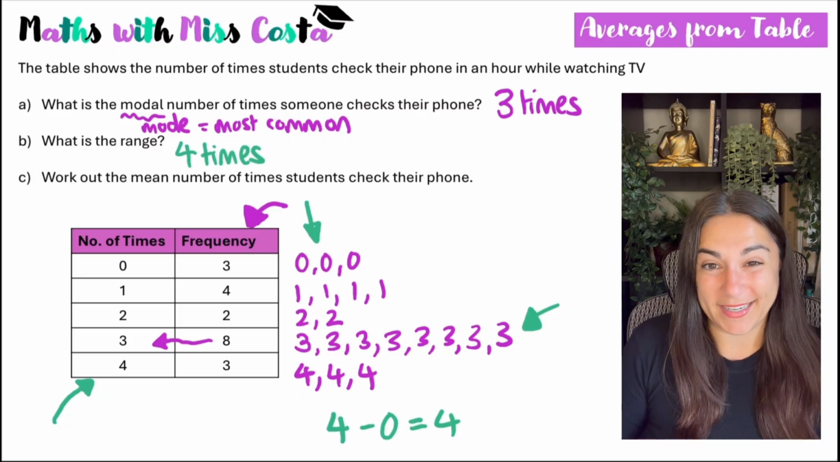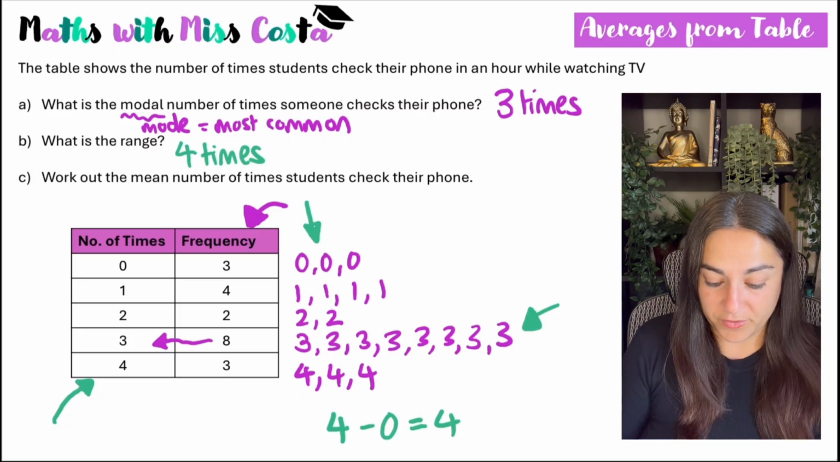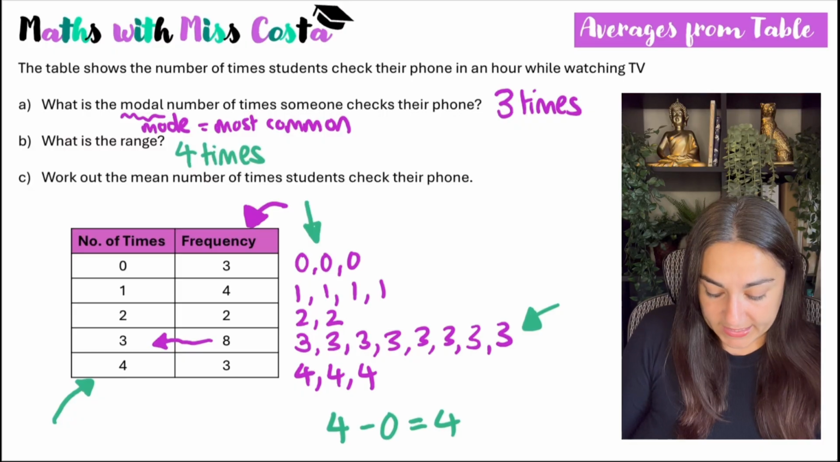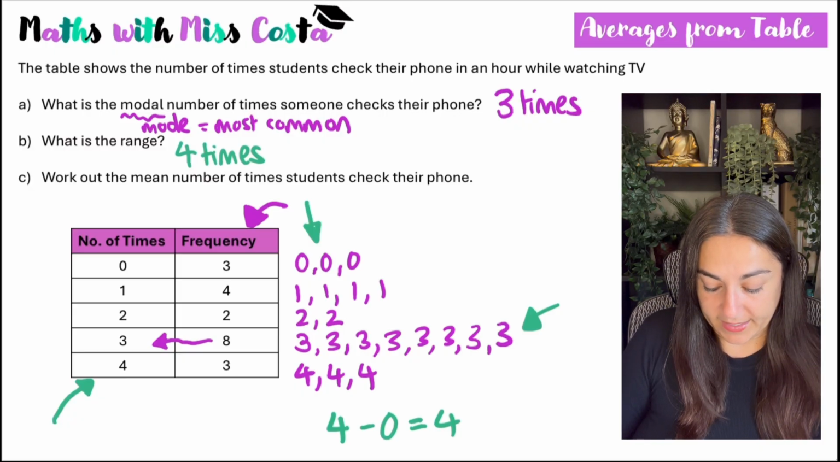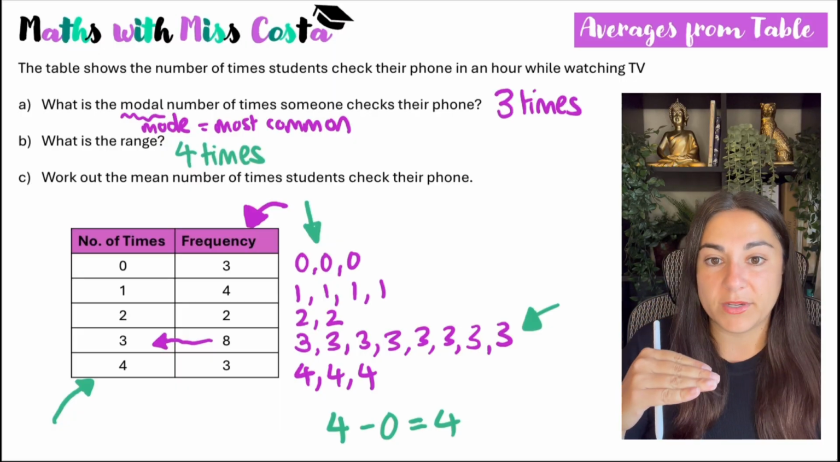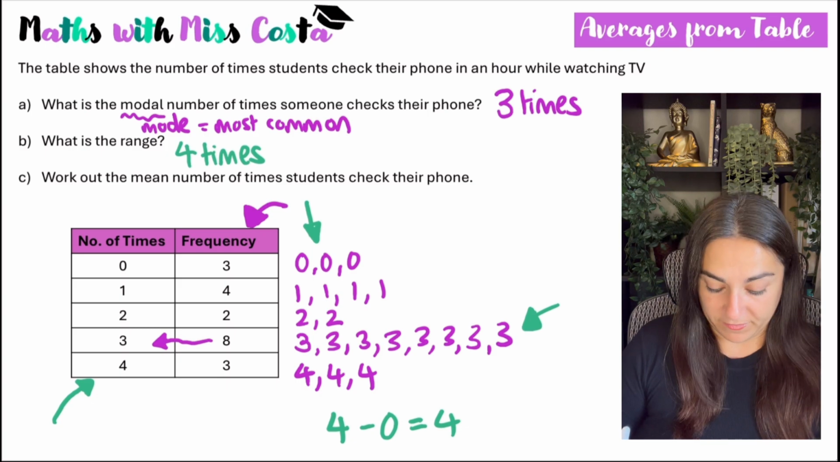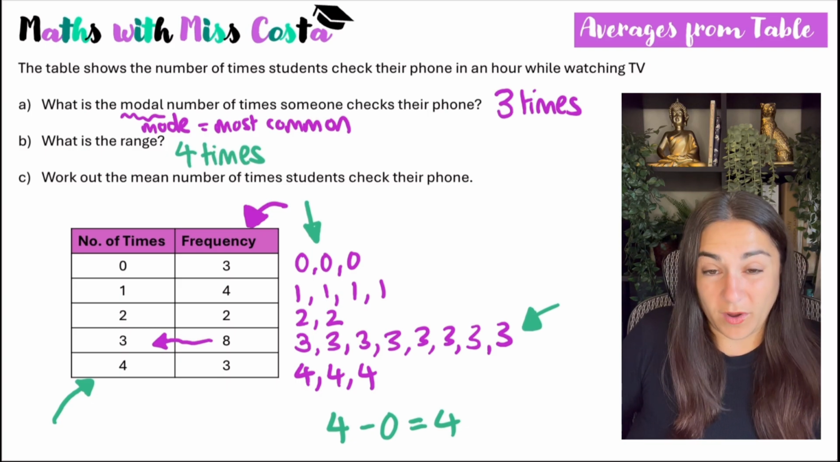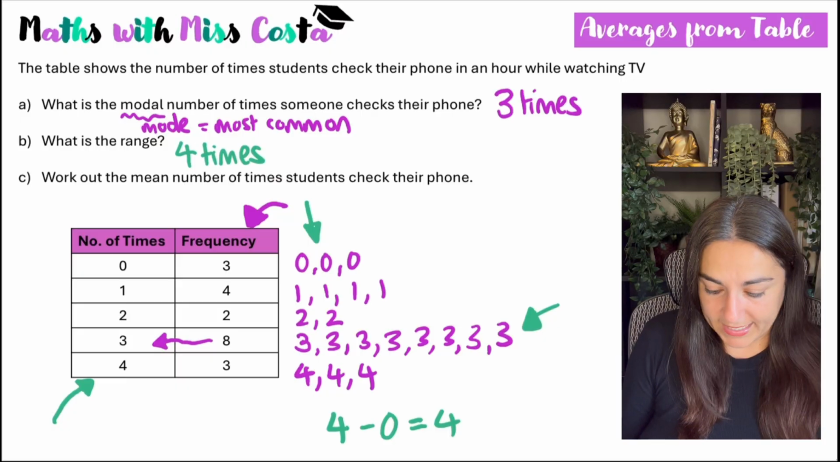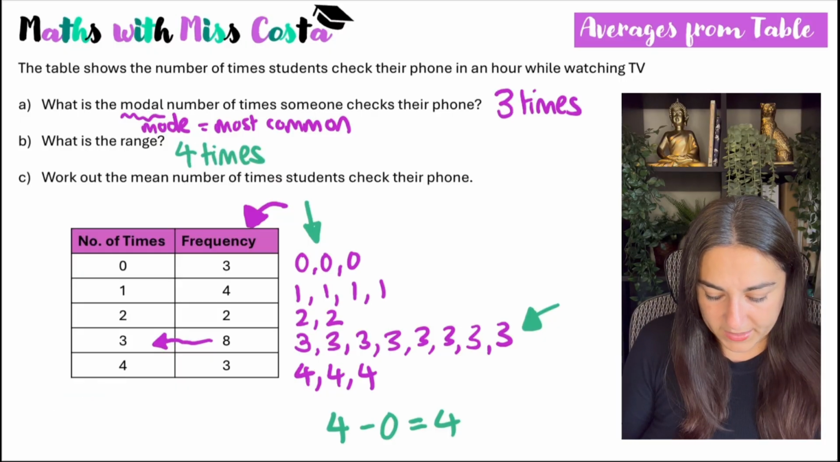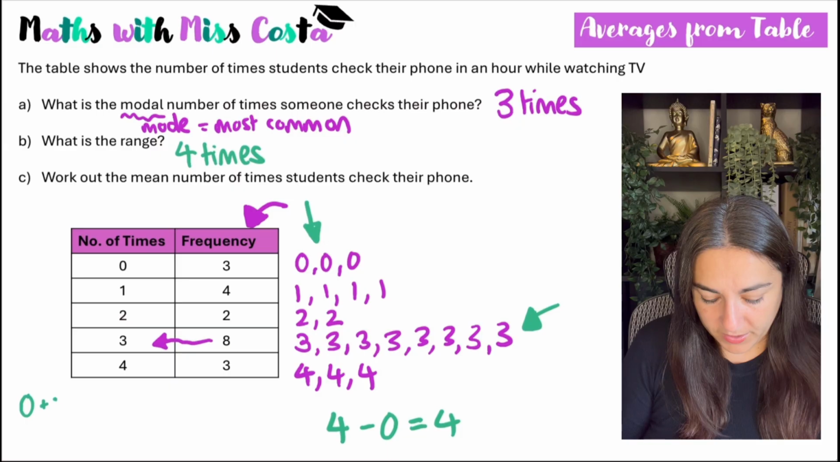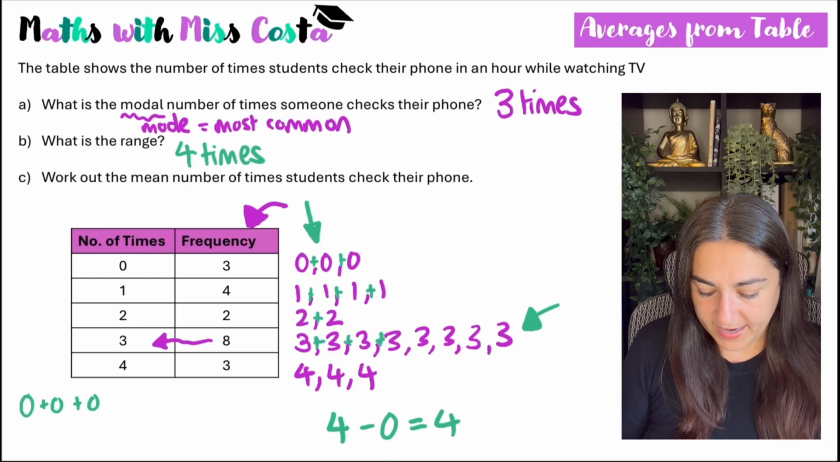And then this is the trickiest bit. Work out the mean number of times students check their phone. So if you can see, this is what the data looks like. So what would I do if I was working out the mean of this data set? I would add all the values together and divide by how many values there are. So I'm going to show you why you can do this from a table. But what we would do if we were doing the mean normally, we would do 0 plus 0 plus 0. Actually, I'm just going to do it here. So add all of these values together and then divide by how many numbers there are. That's how we work out the mean.